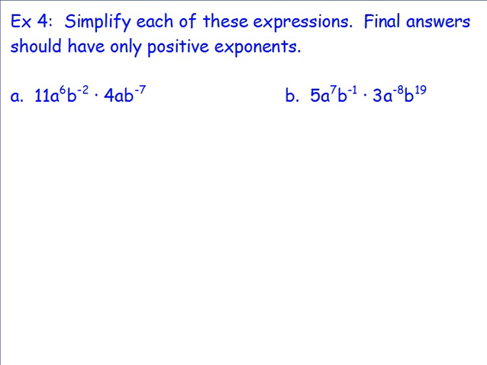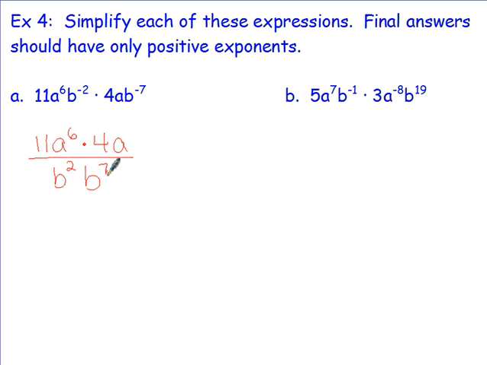Next pair. Pause the video. Try them on your own. Okay, let's see how you did. Is there any parentheses on these? No. Is there anybody who is sad on A? Yes. Make my bar. 11, happy, on top. A, happy, on top. B, sad, goes to the bottom to become happy. 4, happy, on top. A, happy, on top. B, sad, goes to the bottom, becomes happy.